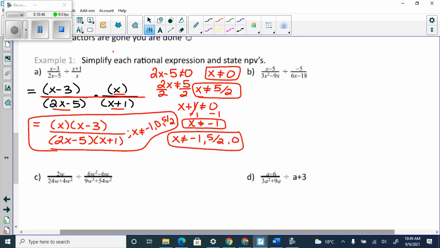So is division anything more crazy than multiplication? No. If you can multiply, you can divide. You just might forget an MPV, right? It's the same steps. If you can't multiply, this is really hard. Can't simplify, both of them are really hard.